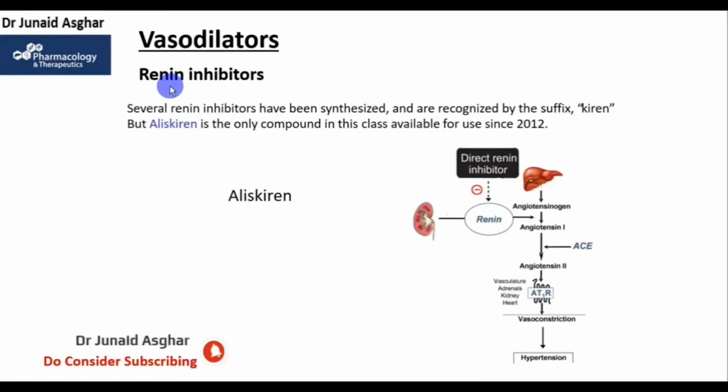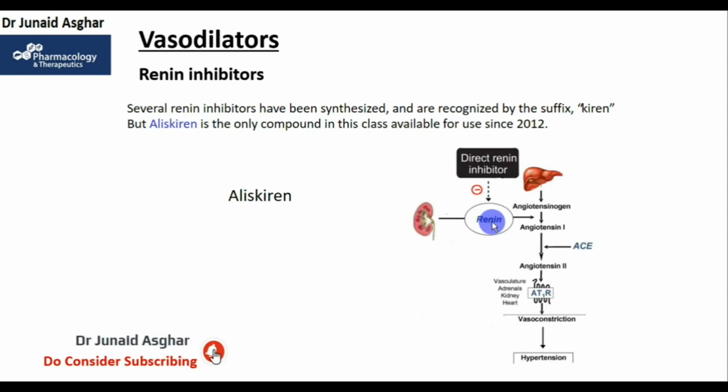So let's discuss the first one, which is renin inhibitors. Although several renin inhibitors have been synthesized and are recognized by the suffix -kiren, for example aliskiren, aliskiren is the only compound in this class available for use since 2012. If you remember from my previous lecture, we discussed the renin-angiotensin-aldosterone system in detail. Now aliskiren is basically a direct renin inhibitor.